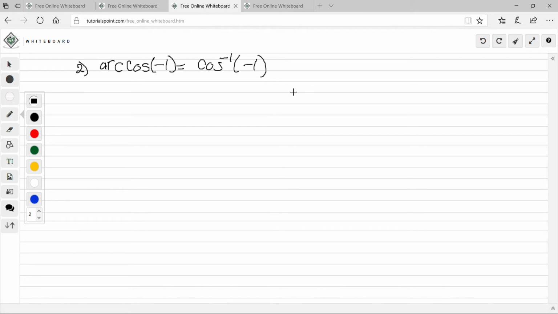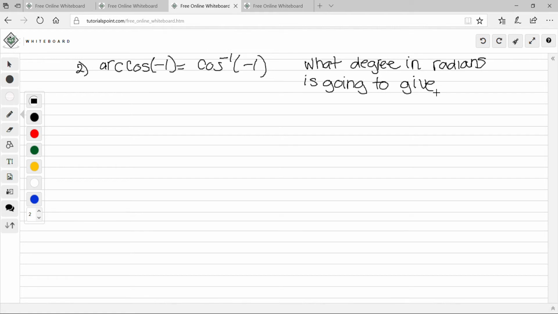So what are they really asking? What they're really asking is, what degree in radians is going to give you cosine, where cosine equals -1, where alpha is in [0, pi]. Just to note, they will not really tell you what the boundaries are.